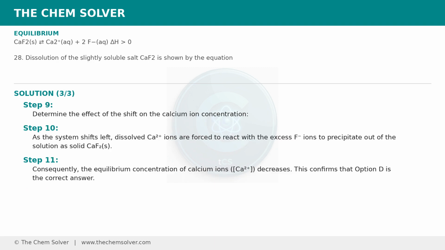Determine the effect of the shift on the calcium ion concentration. As the system shifts left, dissolved Ca²⁺ ions are forced to react with the excess F⁻ ions to precipitate out of the solution as solid CaF2. Consequently, the equilibrium concentration of calcium ions, Ca²⁺, decreases. This confirms that option D is the correct answer.